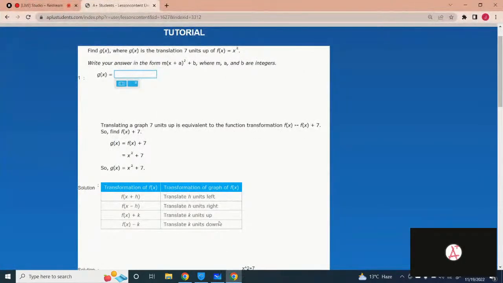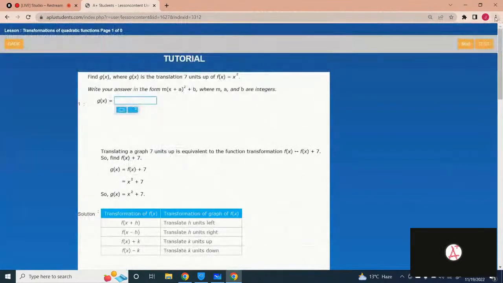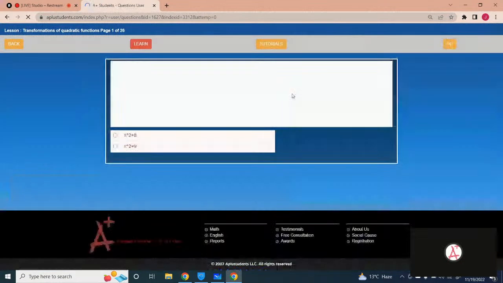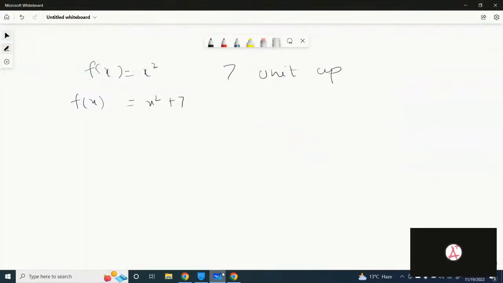Okay, move on to the next one. Okay, let's start with the test so that we can do practice questions. Find g of x, the translation 8 units up of f of x equals x square. Got it? So the function is x square.